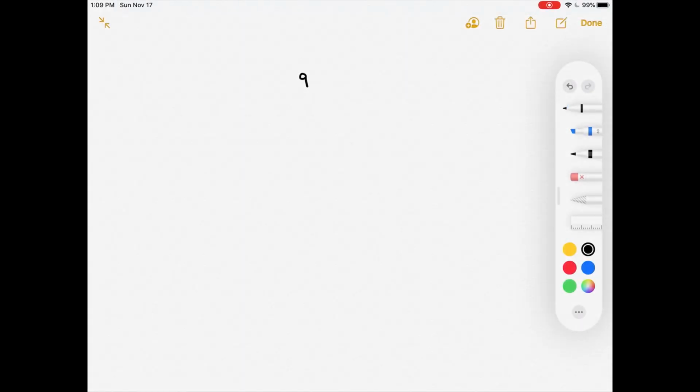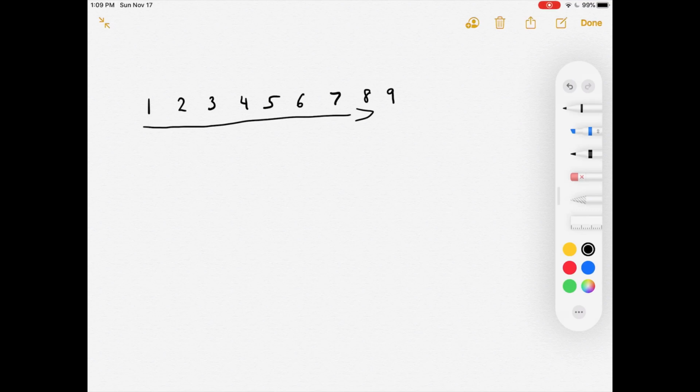All right, let's say we were trying to decide whether 9 was a perfect square. What does that really mean? All it really means is we're asking if one of the numbers from 1 to 9 squared would give us 9. So would 1 squared be 9, would 2 squared be 9, would 3 squared be 9, and so on.